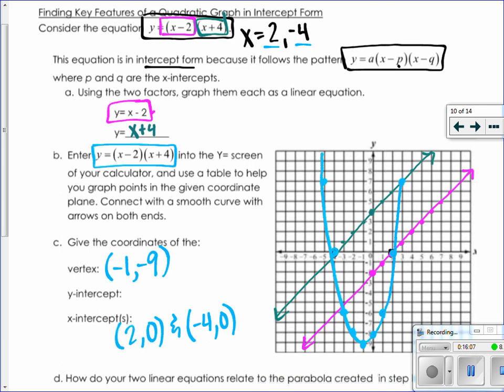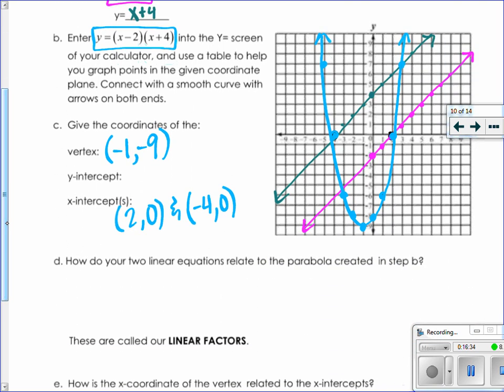Remember, you just have to get one side, and then you can get the other side matching up. Okay, so now what do we notice about those lines and the parabola? Their x-intercepts match up. The lines and the parabola intersect at those x-intercepts.